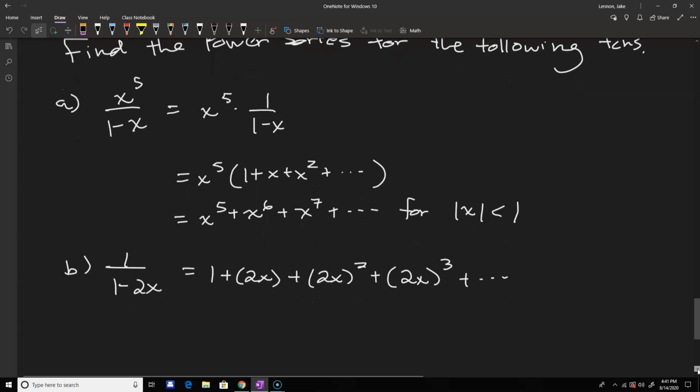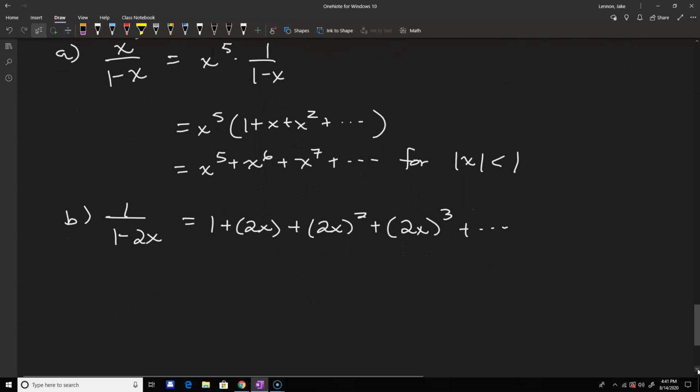So we could try and rewrite that in terms of the series notation if we want, and it's really quite easy. It's just the series from 0 to infinity of 2x raised to the k power. So pretty simple there. What about the radius of convergence here?